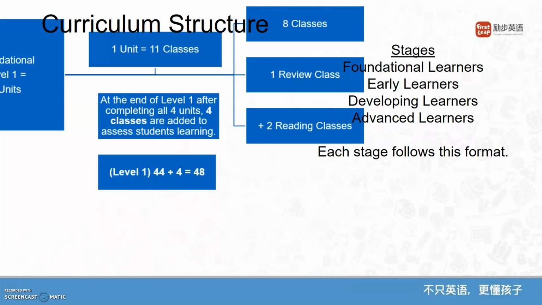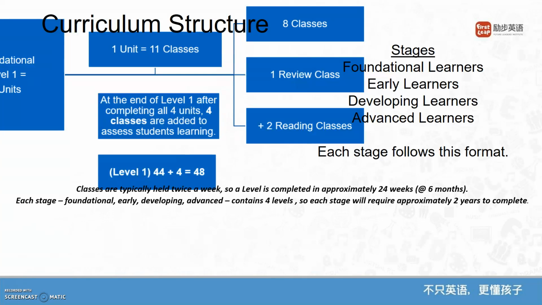And then 2 more classes are used for reading and reading comprehension practice. That equals 11 for a unit. Actually, after all 4 units have been completed, an additional 4 classes are added to the level to review all 4 units and give assessments. So that means there are 48 classes/lessons in a level.